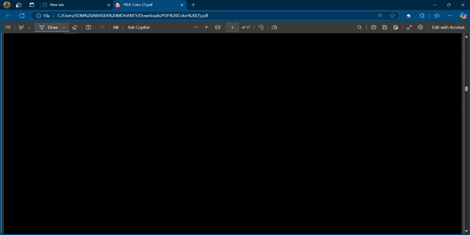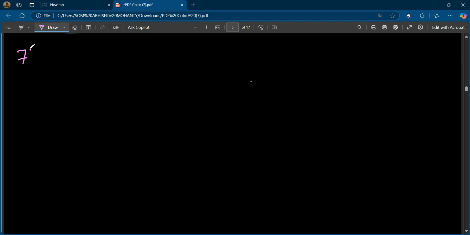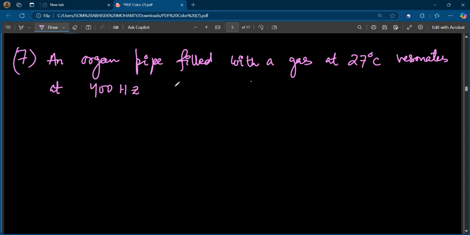Okay, next question number 7. Again an organ pipe question. An organ pipe filled with a gas at 27 degrees Celsius resonates at 400 hertz in its fundamental mode.